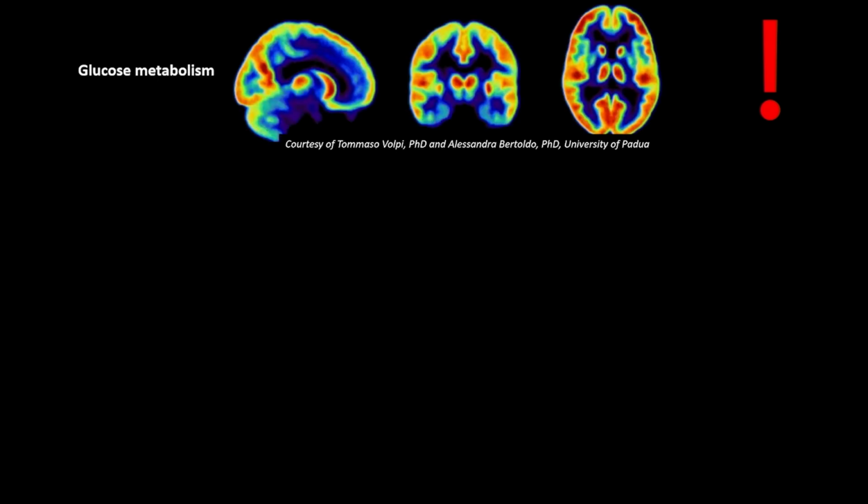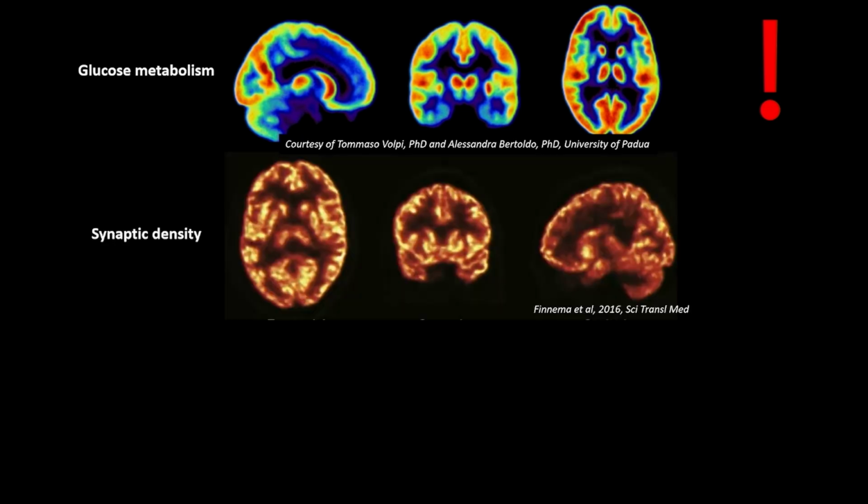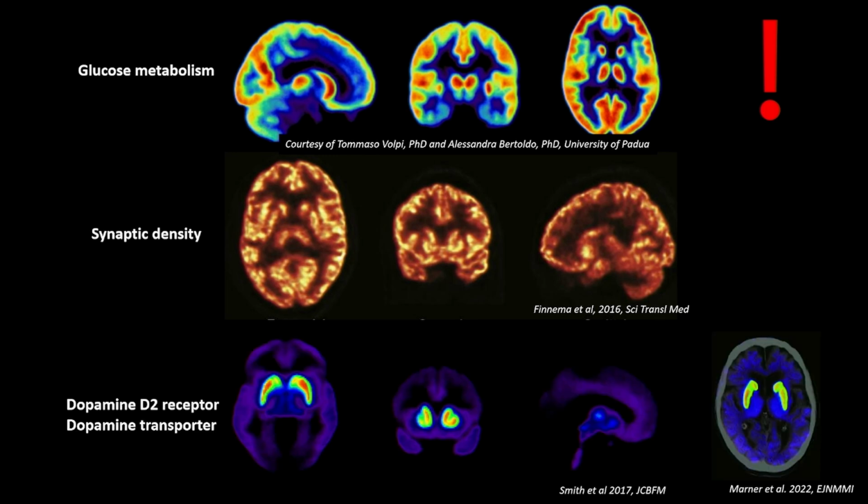So for some tracers, the targets are expressed pretty much everywhere in the brain. So yes, you can do a whole brain study with glucose metabolism, with synaptic density. But for other tracers, like for example dopamine receptors or transporters, the signal is much, much stronger in subcortical structures. So for this tracer, one would need to reflect very well whether it makes sense to go also in other structures.